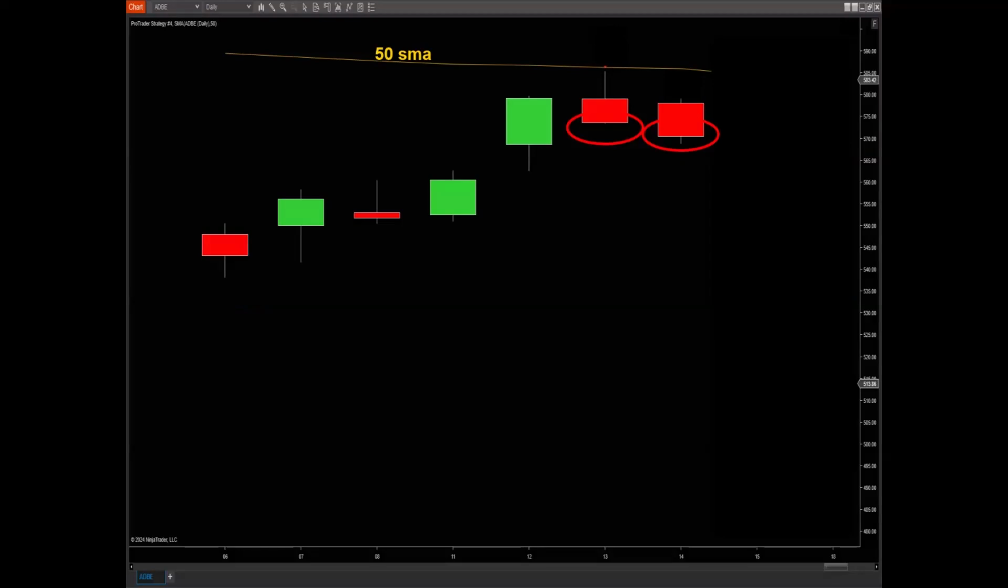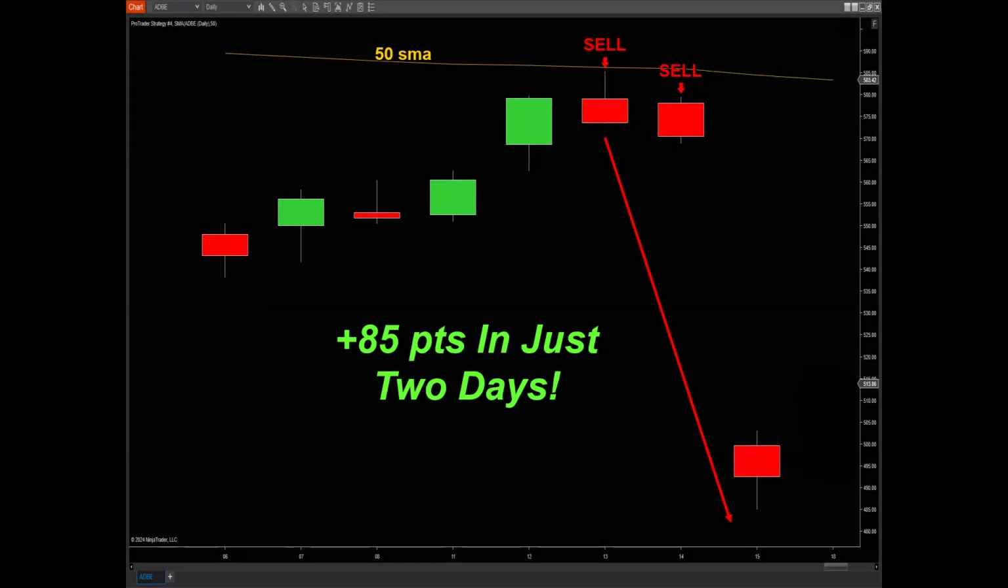Well, we have 2 bars that close in the bottom 25% right here towards the high of that rally. They're both sell signals. And look what happened. Isn't it funny? The stock fell 85 points in just 2 days. Isn't it funny how some news or some announcement caused this to gap down?